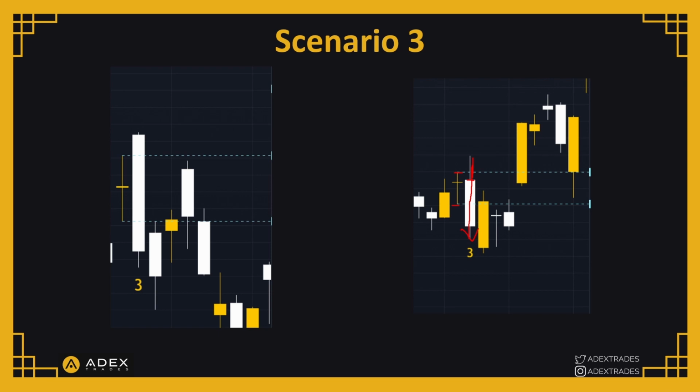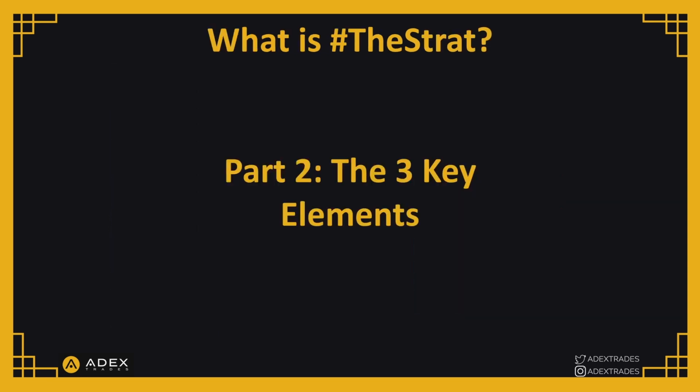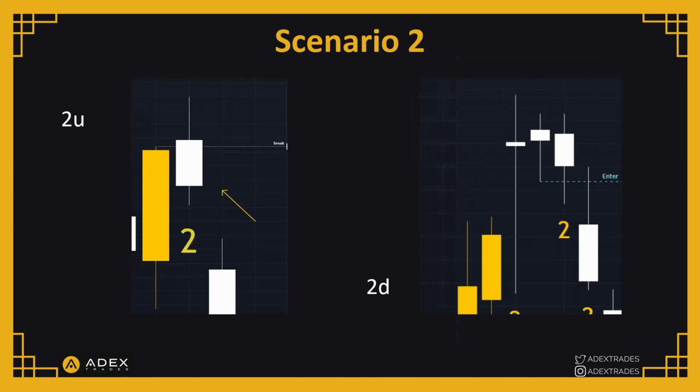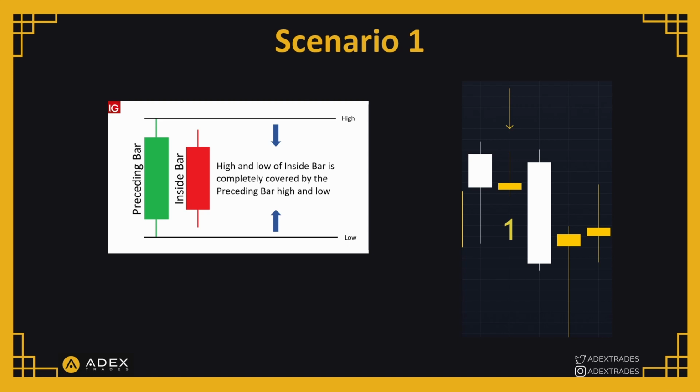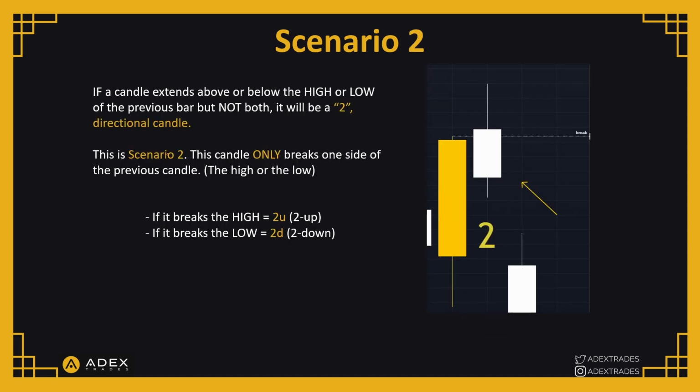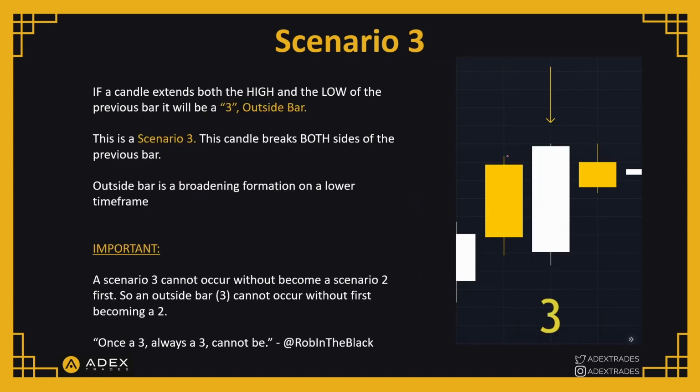All right, so part 2, the 3 key elements. Just to review real quick: you have your scenario 1, your inside bar, where you're not able to take out the high or the low of the previous range or the previous bar. Then you have scenario 2, where it takes out one side of the range, either the upside or the downside. And then you have scenario 3, which is where it takes out both sides. Hopefully that makes sense so far. Any questions? Seems like we're good.